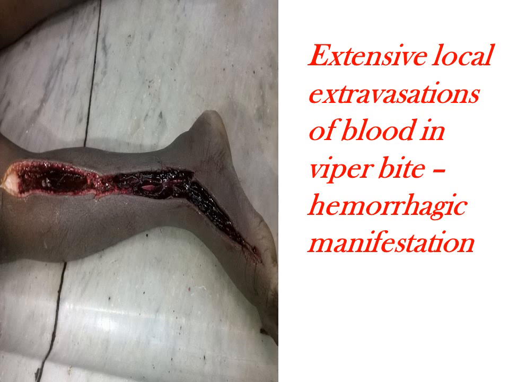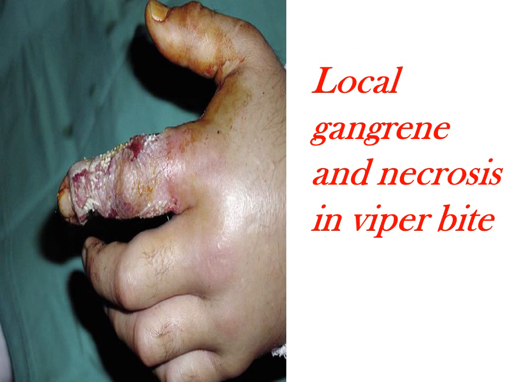And this is another important feature. If we dissect out a person who has been bitten by a viperine snake, we will find that there is extravasation of blood in the entire limb because of, as we have already told, the coagulation disorder. Now the last feature that we had described is a local gangrene and necrosis in viperine bite. This picture actually shows this one. You can take a glimpse in your mind of how it looks.